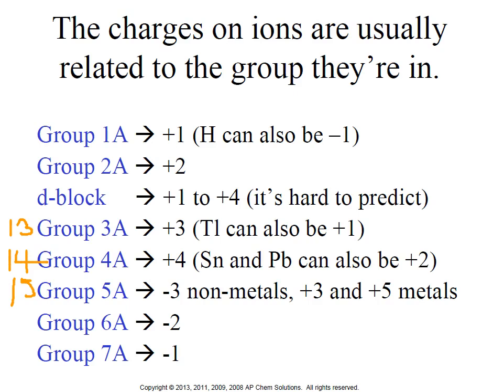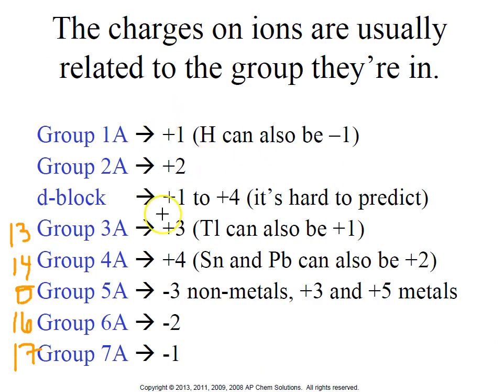In group 16, those have 6 valence electrons, so they are going to want to gain 2. So they have a -2 charge. And then group 17, which is where our halogens are located, are going to gain 1. They're right there by the noble gases, so they're going to gain 1 electron. That'll fill their octet and give them a -1 charge. So that's your basic charges.